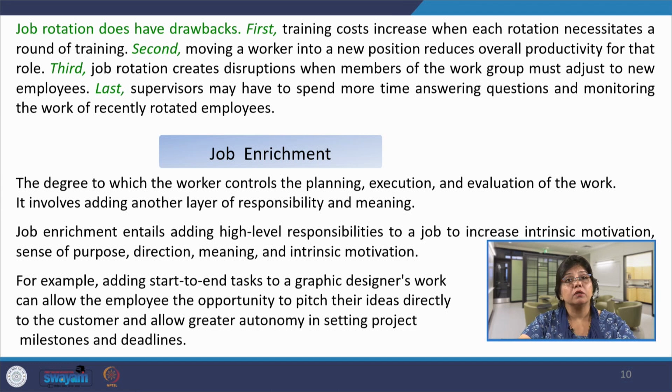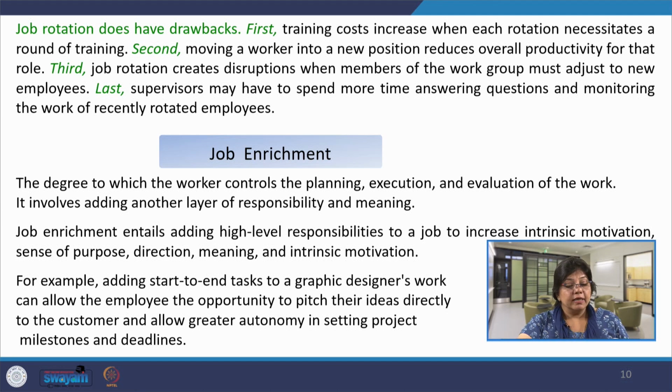The degree to which a worker controls the planning, execution and evaluation of the work involves adding another layer of responsibility and meaning. Maybe one employee is the star performer, meeting his goals in a very fierce manner, but at the same time, because of his best performance, the organization can give him more freedom or discretion to perform his job, and at the same time can also add some more elements in his job. This is job enrichment, that adds more esteem and more responsibility to his work.